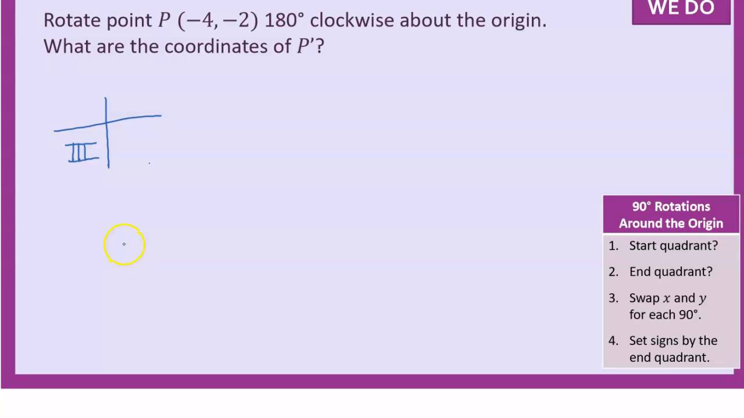We're going to go 180 degrees clockwise. Clockwise is this way. So there's a 90 and a 90, right? 90 plus 90 is 180. We end up in quadrant 1. And then we know that we need to switch these twice. So swap, swap. Both of them are positive in quadrant 1, so that is our answer, 4, 2.